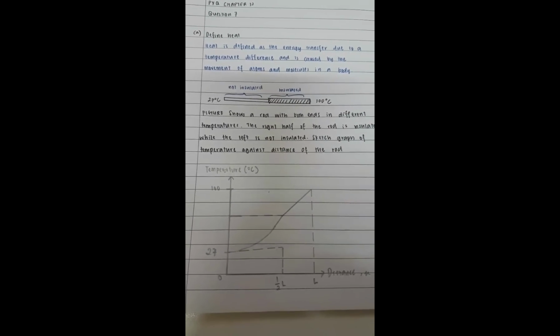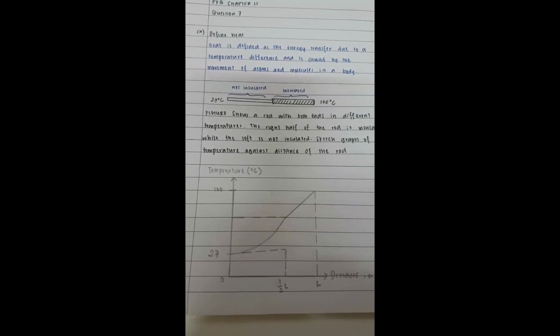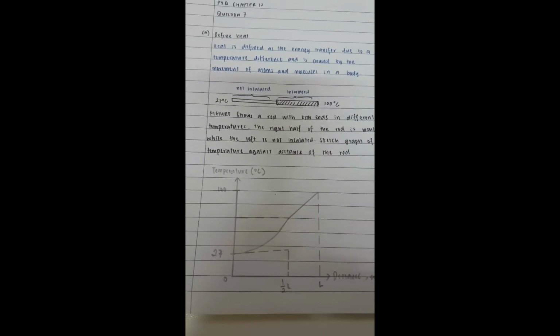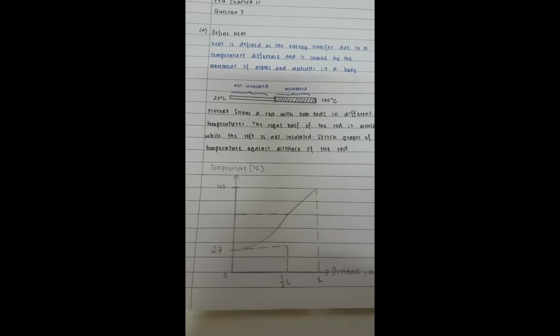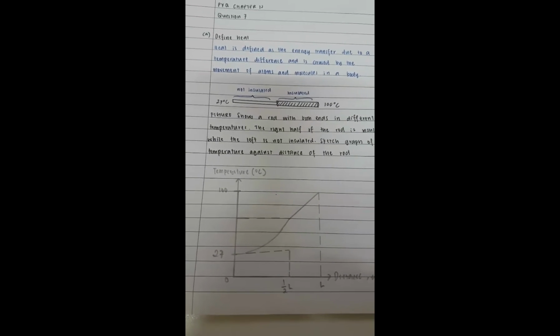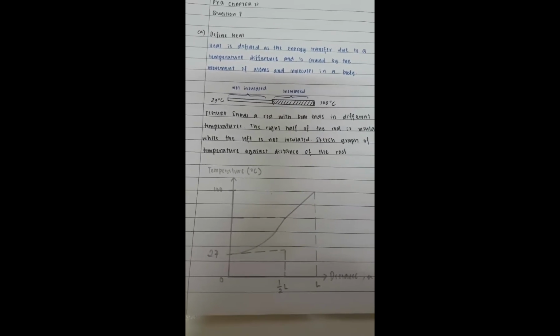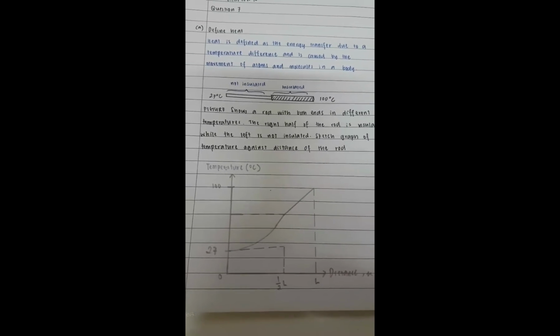Hence, to sketch the graph, we start off with 27. Since it moves from a lower temperature to a higher temperature, we draw a curved line from 27, and then we proceed with a straight line till it reaches 100 degrees Celsius.